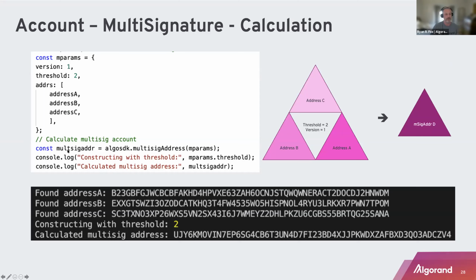And when we then use the multi-signature address, passing in all of those parameters, it's going to construct the threshold, and it's going to construct the address here, multi-signature address. So the return will look something like this, right? So these addresses with this threshold will yield this address. Let's go see what that looks like in code.